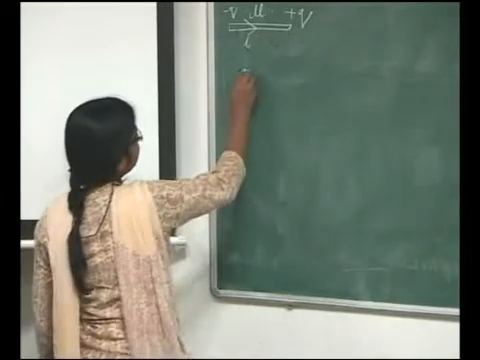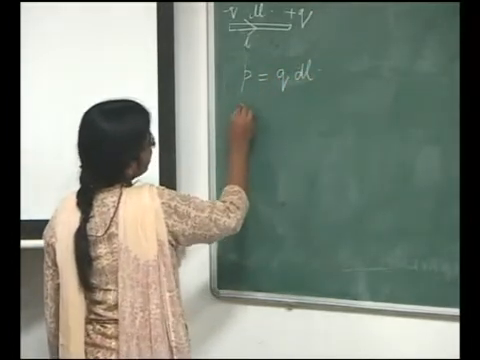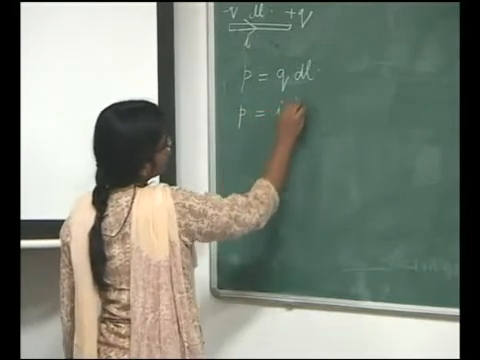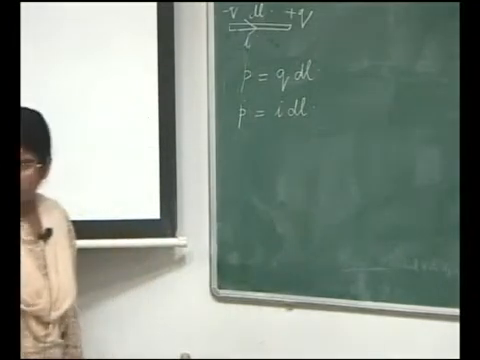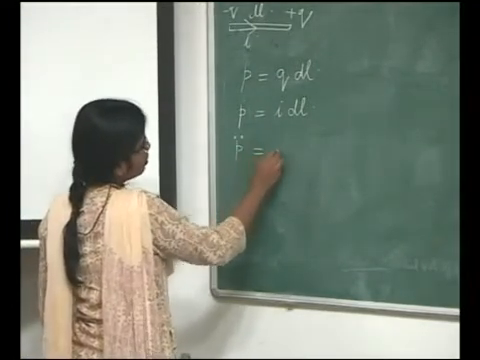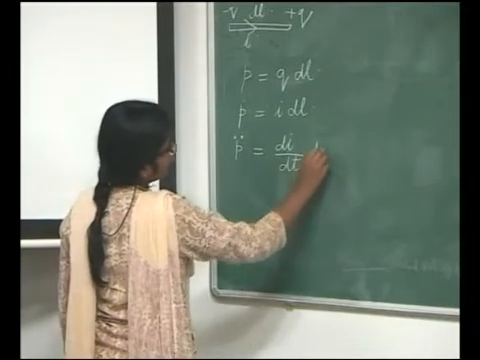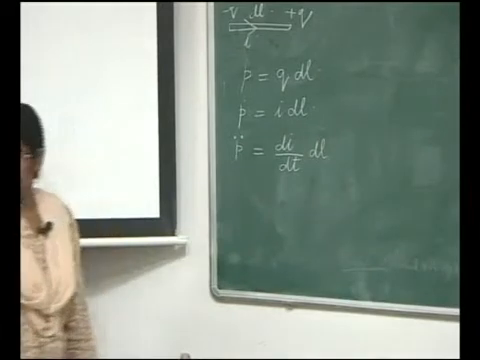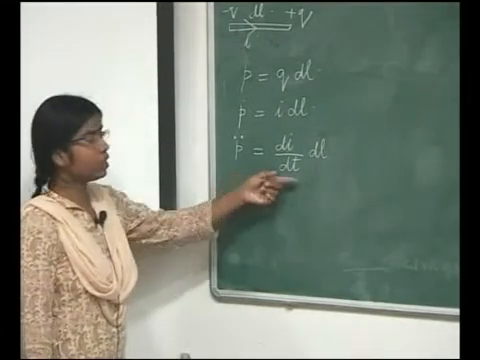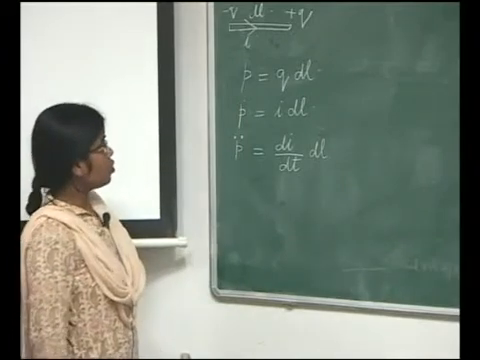So, I know that P is equal to Q dl. So, I can write that P dot is equal to I dl, and I can write that P double dot is equal to dI by dt into dl. Is it okay?